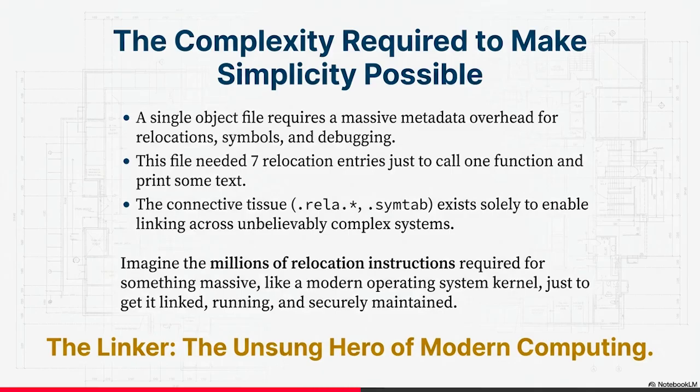And that leads to a provocative final thought, building on how incredibly detailed just this one tiny object file is. We saw that this single relocatable object requires dozens of debug sections and 7 specific relocation entries just for basic functions like outputting text and calling a single internal function. If that's the overhead for one small component, you have to imagine the immense complexity, the sheer file size, and the millions of relocation instructions required for something massive like a modern operating system kernel just to get it linked, running, and securely maintained. The linker really is the unsung hero of modern computing.